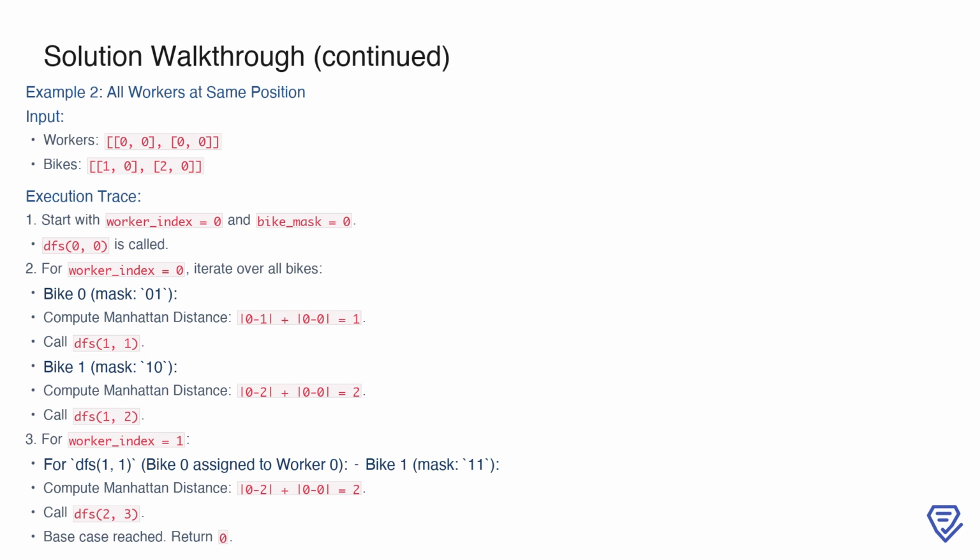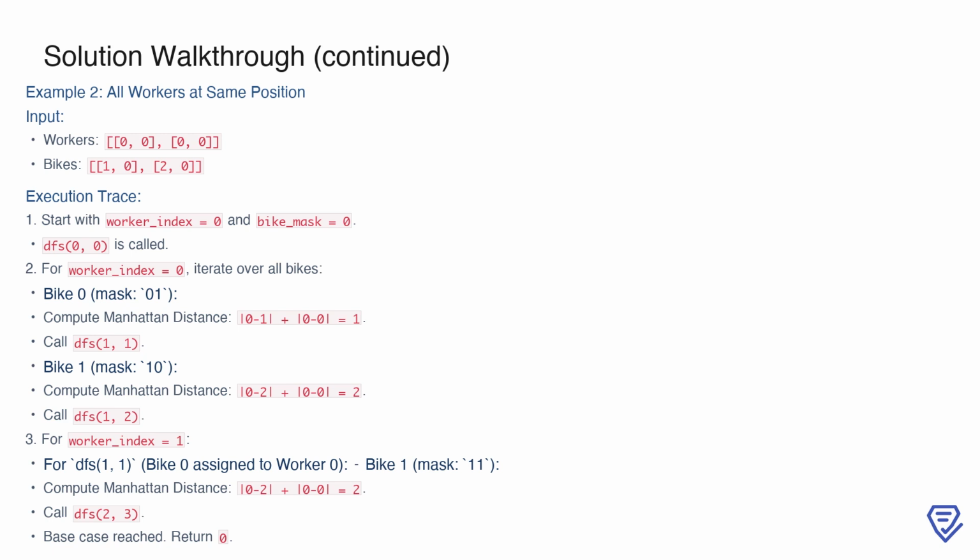Now, let's look at another example where both workers are at the same position, 0, 0, and there are two bikes at 1, 0, and 2, 0. Starting with worker_index 0 and bike_mask 0, the function begins by iterating over the available bikes. Assigning bike 0 to worker 0 results in a Manhattan distance of 0-1 plus 0-0 equals 1. A recursive call is made with worker_index incremented to 1 and bike_mask updated to 1. Similarly, assigning bike 1 to worker 0 gives a Manhattan distance of 0-2 plus 0-0 equals 2, and the function proceeds with another recursive call.